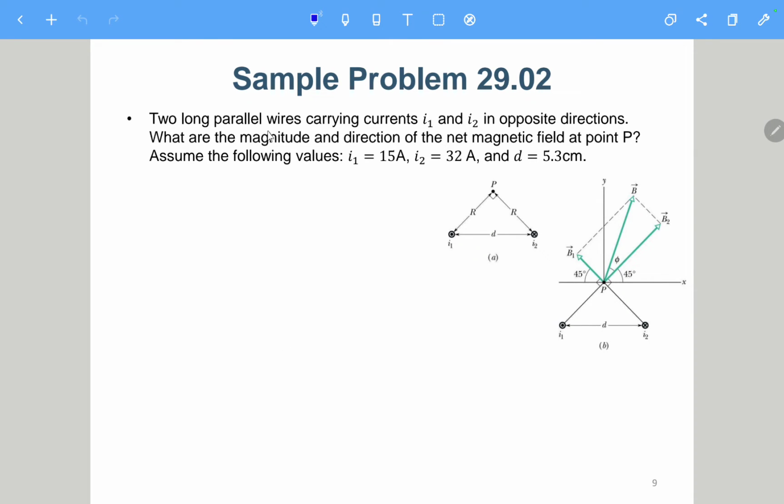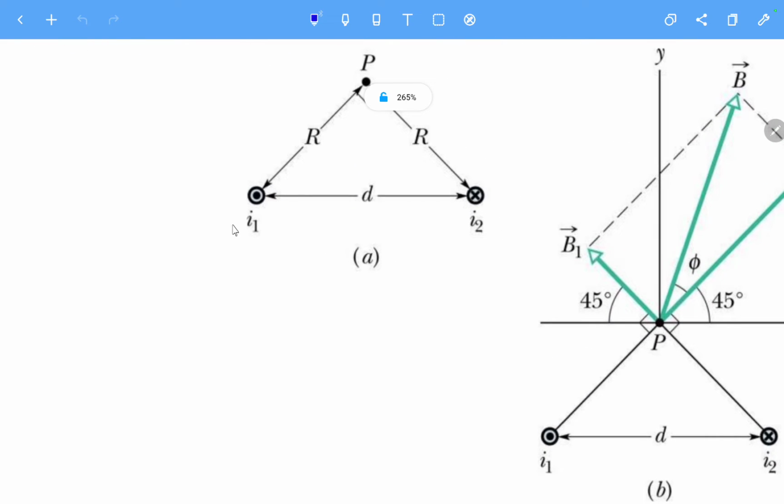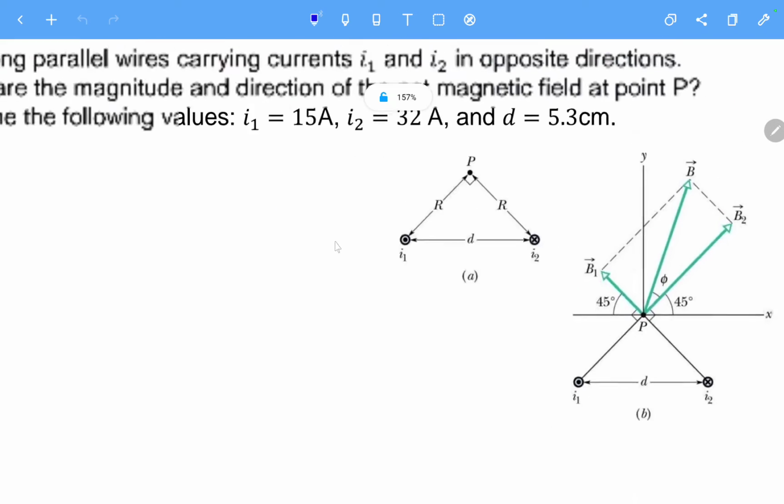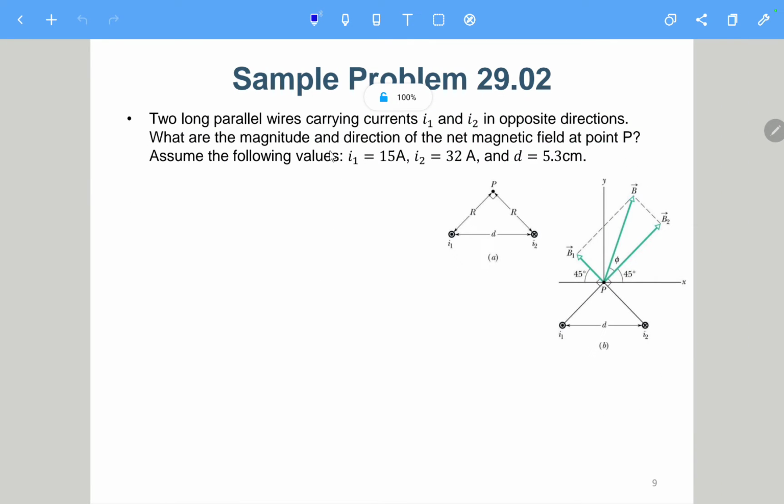It asks: two long parallel wires carrying currents I1 and I2 in opposite directions. Here I1 is pointing out of the page, I2 is pointing into the page, so they are pointing in opposite directions. What are the magnitude and direction of the net magnetic field at point P, assuming the following values for I1, I2, and D.